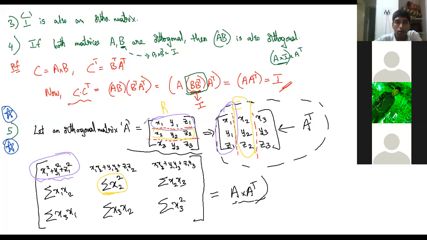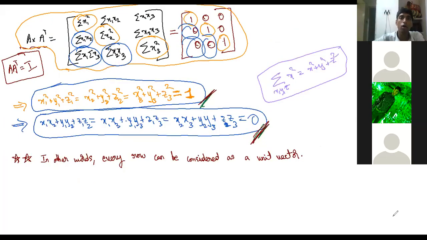See, what do you mean by every row? ये एक row है x1, y1, z1. You can consider this as a unit vector. Why? Because its magnitude is 1. इसका magnitude 1 है. So I'm considering it to be a unit vector. This is one unit vector. This is also one unit. This is the first one.